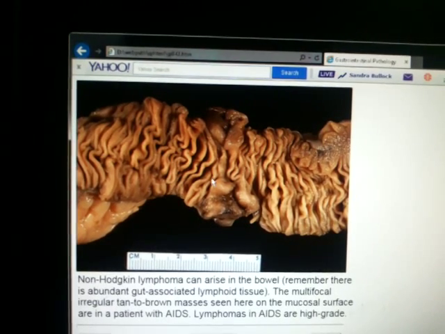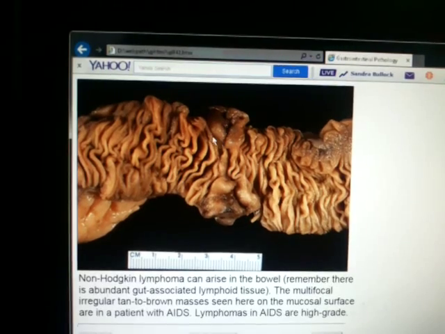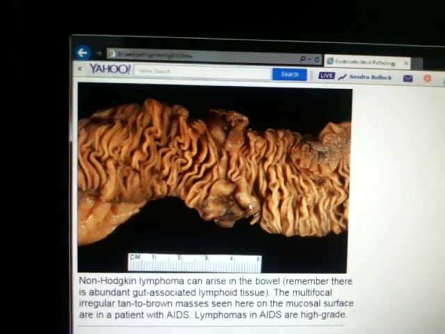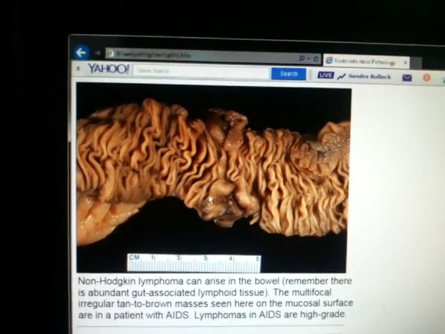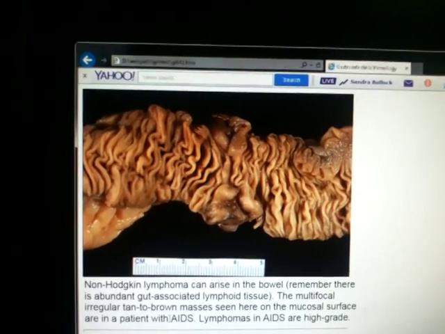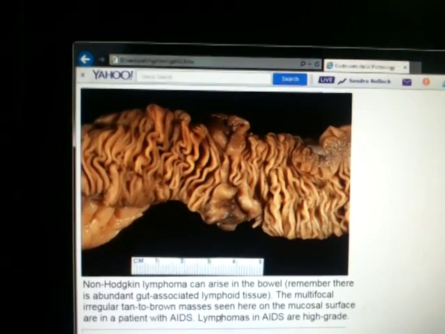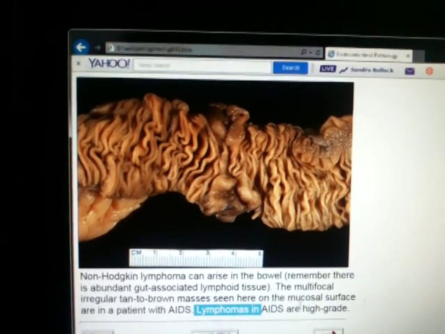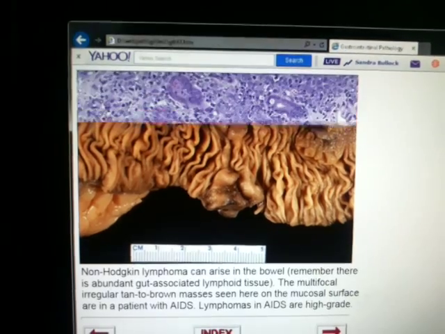In this patient, we have multiple polypoid masses here, which are tan in color, and this patient is HIV positive. He is an AIDS patient, and AIDS patients have a higher risk of developing lymphoma, which is of higher grade than in other patients.